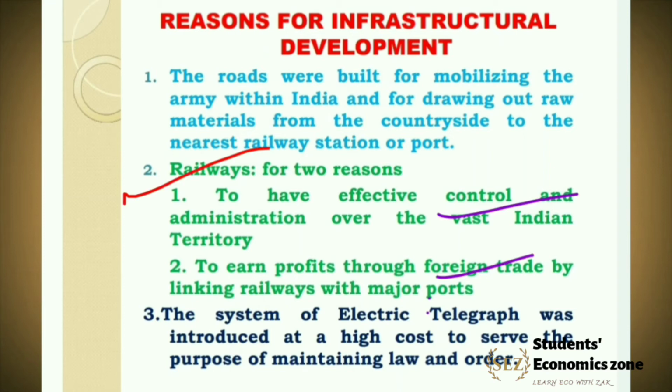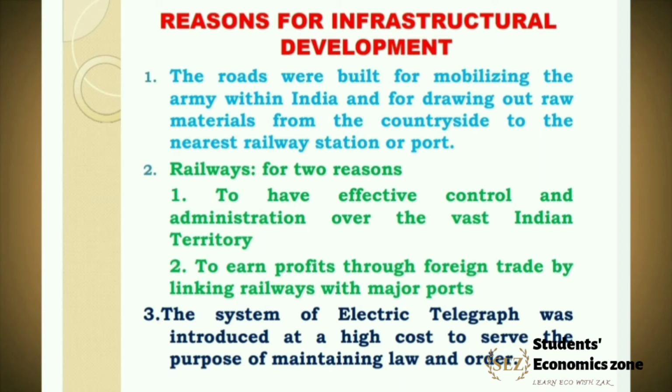For what purpose did the government introduce railway? Mainly for three reasons. First one, to have effective control and administration over the vast Indian territory. You know that Indian territory or geography is vast. So for effective coordination as well as effective control of this vast territory, they used railway. How did they control India? By using armies. For transporting armies, they used this railway.